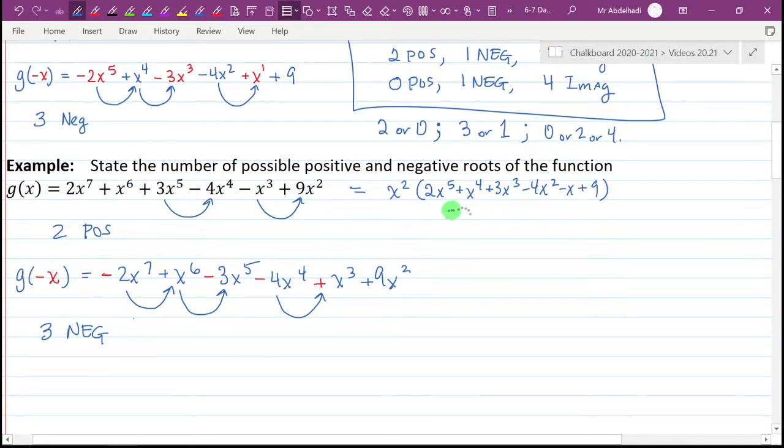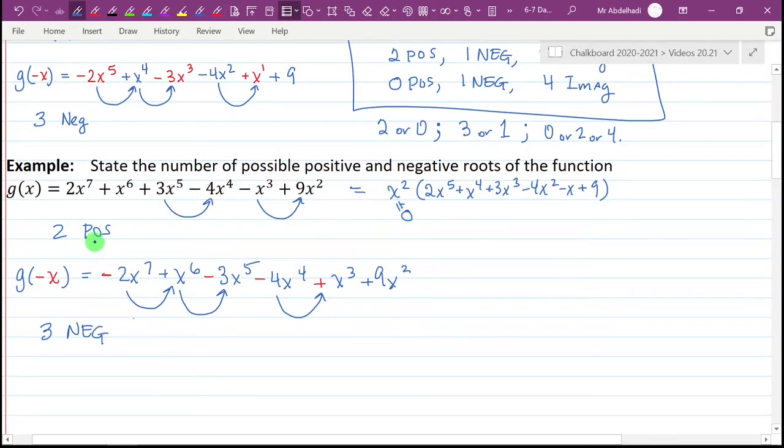plus 9. And here you can see you get all the same sign changes, because I didn't change the signs or anything. All I did was take out the x squared. So this is going to give you the same 2 positive and 3 negative when you do Descartes on this. But what happens when you have this? This root here, what is that going to be? That's going to be x equals 0.